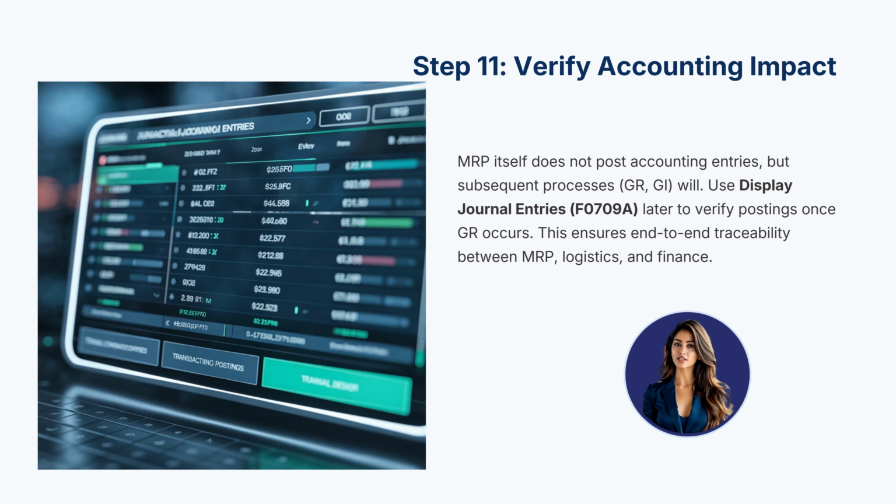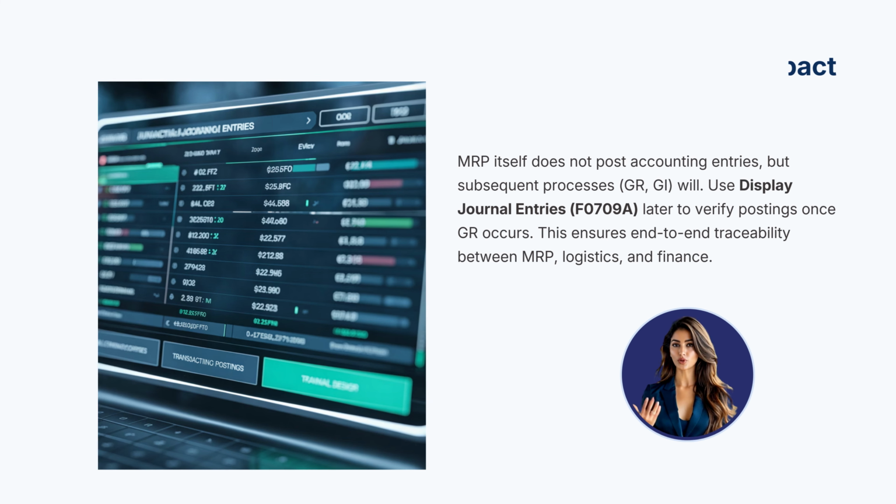Step 11. Verify accounting impact. While MRP itself doesn't post accounting entries, subsequent processes do. When goods receipt or invoice posting occurs, financial documents are generated automatically. You can later view these in Display Journal Entries, F0709A, to verify valuation and cost impact. This closes the loop between logistics and finance.